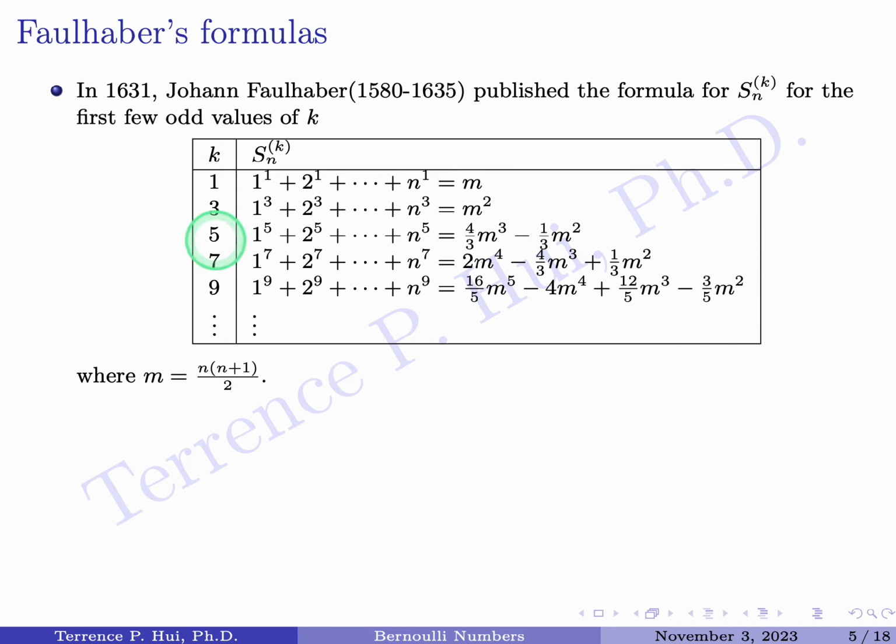And in fact, when k is equal to 5, 1 to the 5th plus 2 to the 5th plus dot dot dot plus n to the 5th is 4/3 m cubed minus 1/3 m squared, again expressed in terms of S n 1. And so on. That's interesting, because most people up to that point, when trying to sum 1 through n, expressed it in terms of n. But he expressed everything in terms of the first answer. He figured out the first answer, then k equal to 3 can be expressed as a function of the first answer, and k equal to 5 is another function of the first answer, and so on. That's interesting.